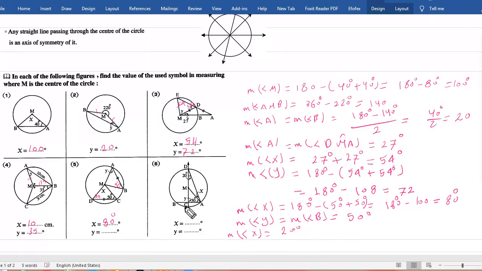The sum of the interior angles of a triangle equals 180. So the measure of angle y equals 180 degrees minus (50 plus 20 plus 20), which equals 180 degrees minus 90, so it becomes 90 degrees. So the measure of angle x equals 20 and the measure of angle y equals 90 degrees.